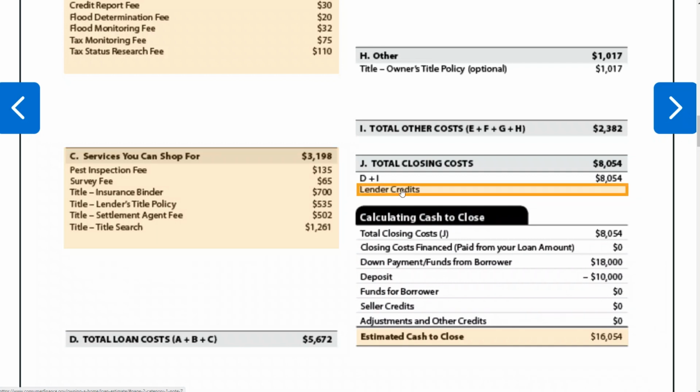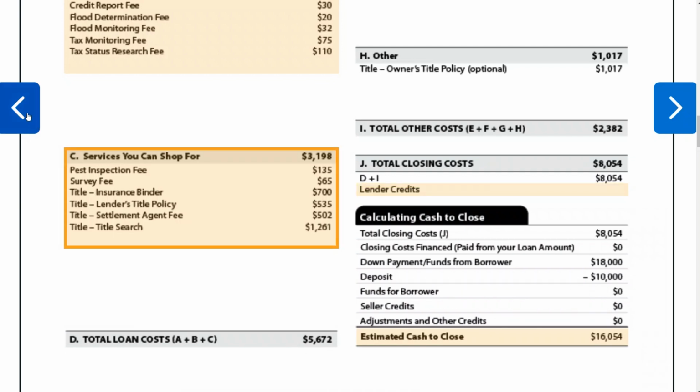Now, if there were lender credits here, let's say there were $1,000 in lender credits, you take that $1,000, subtract it from here, and the total would be 4,672, and that would be the total cost of this loan. All right, let's do that one more again.